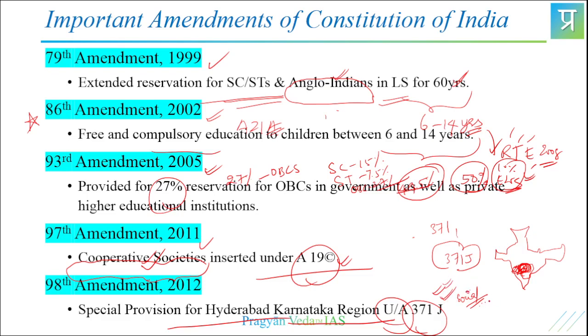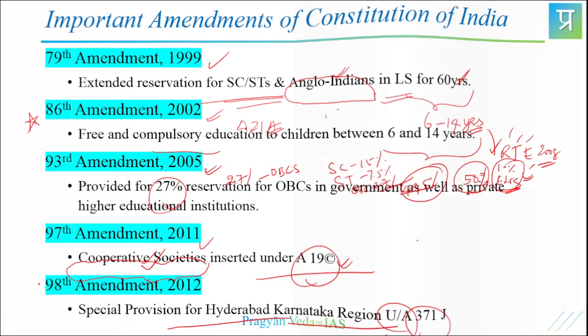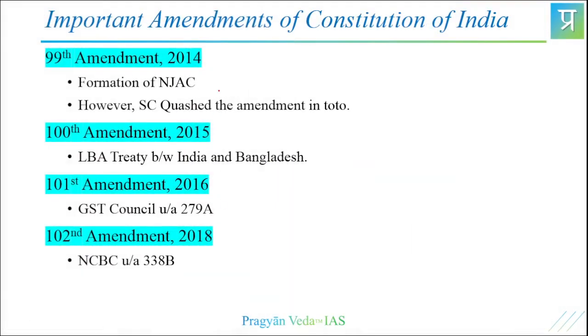Or even separate bodies being formed, like the Hyderabad Karnataka Development Authority, within Karnataka state. So this was important, which happened in the 98th Amendment, 2012. We have the 99th Constitutional Amendment happening in 2014, which came with the formation of the National Judicial Appointments Commission, right?